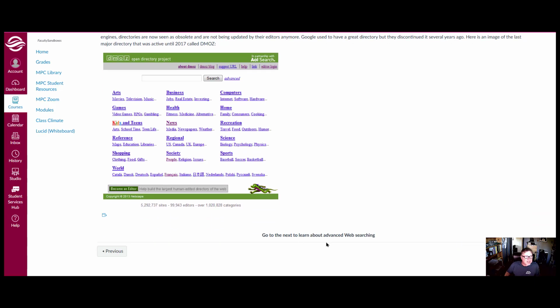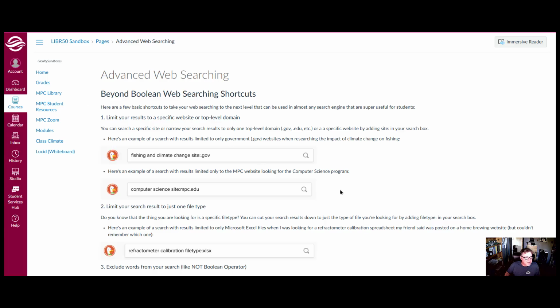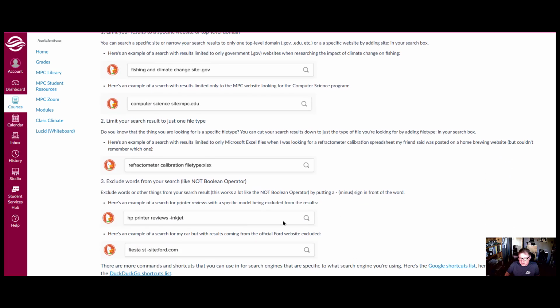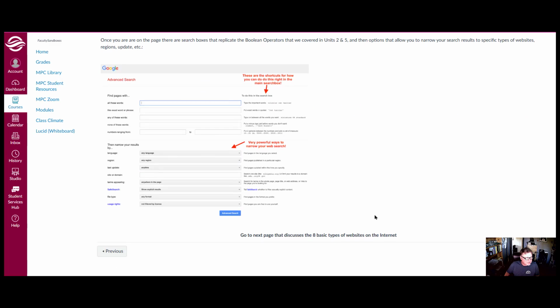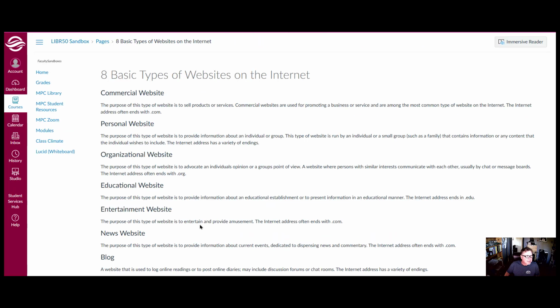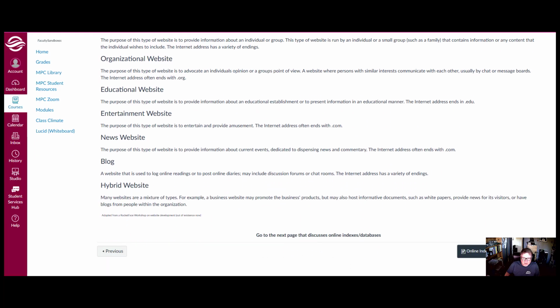Go to the next page here, and I talk about advanced web searching. There's ways when you're searching the web using browsers. There's a lot of advanced resources, and we talk about some of these in assignment number 6. Come over here to the 8 basic types of websites on the internet. There's probably a question on that in the assignment.